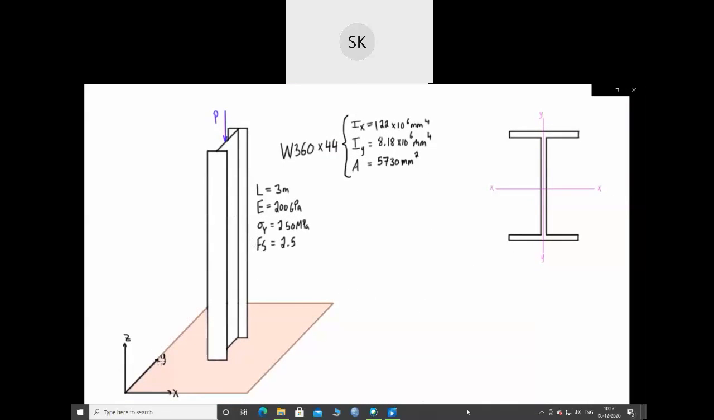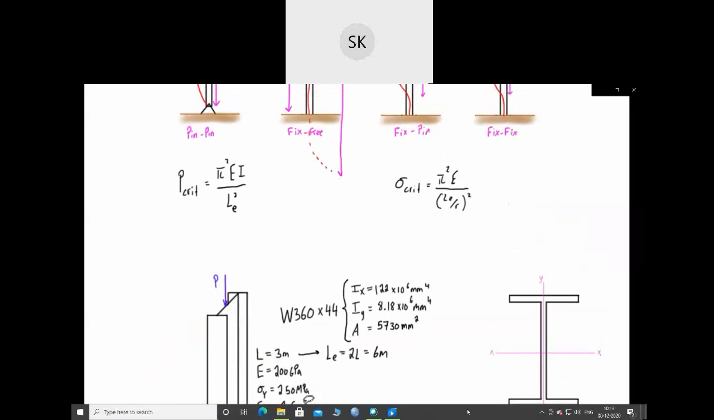This column can buckle in the YZ plane, basically going out that way or coming this way. And it can also buckle in the XZ plane, so going into the page that way or out of the page this way. No matter which way we look at it, both are considered fixed and free. So we are going to use the effective length of 2L for both calculations. So L_E is equal to 2L, and the effective length we're dealing with is 6 meters.